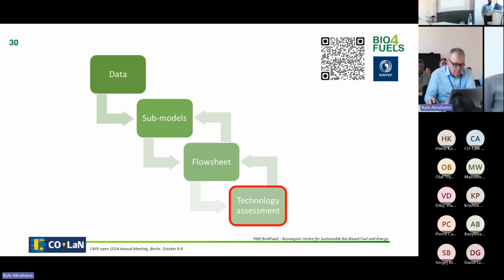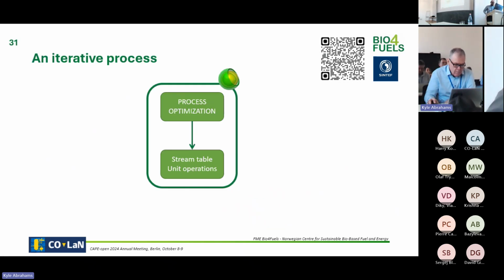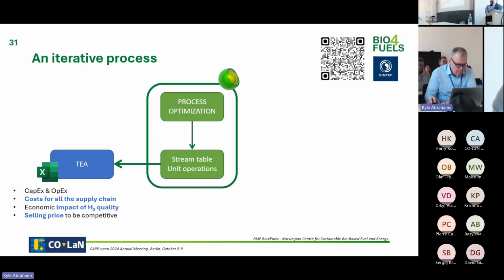So now we are ready for the techno-economical assessment, and I will show you the iterative procedure that in SINTEF, my subdivision likes or loves to use in any project. So essentially, we start from the simulation. From the simulation, we get the stream table and the unit operations, and from that one, we are able to provide or estimate the techno-economical assessment.